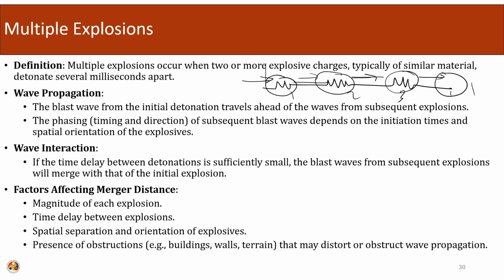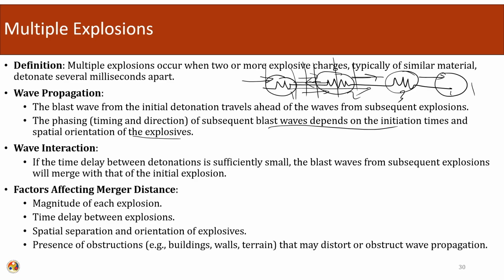Wave propagation: the blast wave from the initial detonation travels ahead of the waves from the subsequent explosions. This wave will travel first after the blast occurs, and the subsequent waves will be behind the waves from the first explosion. The phasing, timing and direction of the subsequent blast waves depend upon the initial times and the spatial orientation of the explosives. How these explosives are oriented with respect to one another will determine the blast wave propagation and the time of detonation.